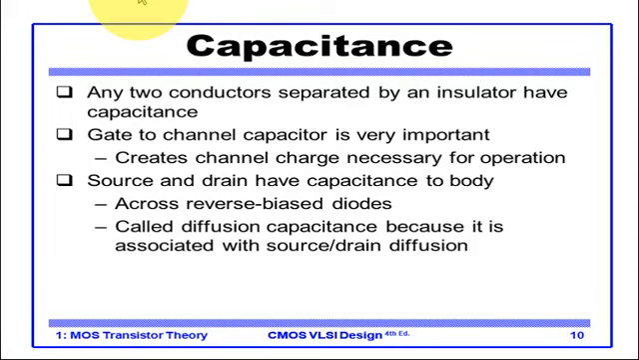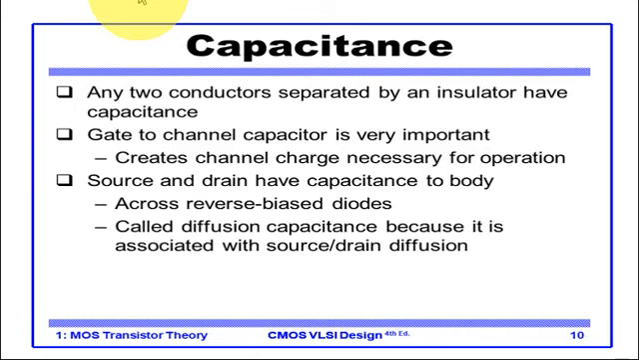Now today we will see the MOS capacitances. We know that a capacitance exists when two conducting plates are separated by an insulator. The gate to channel is a very important capacitor in the case of the MOS transistor.